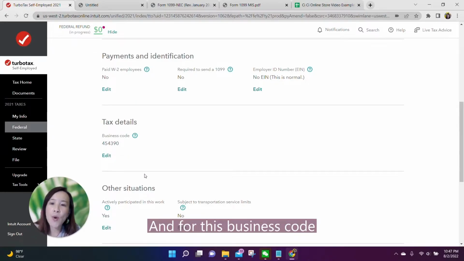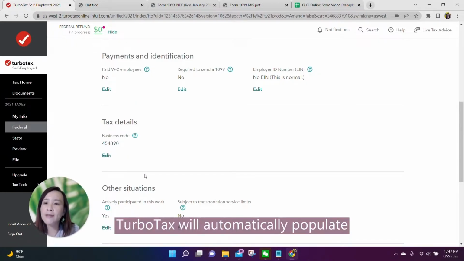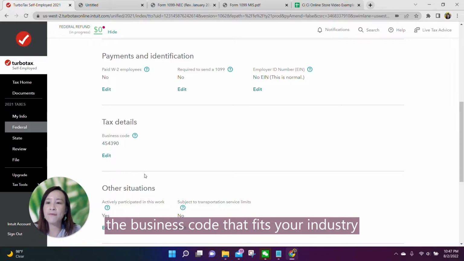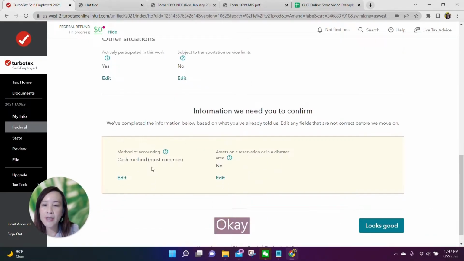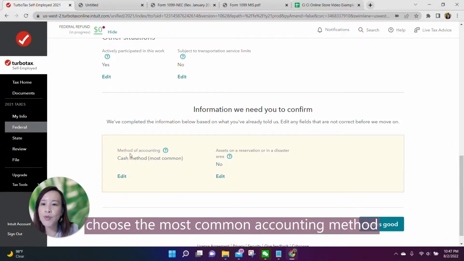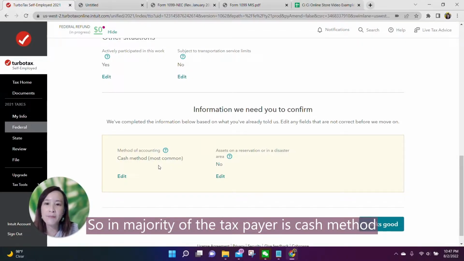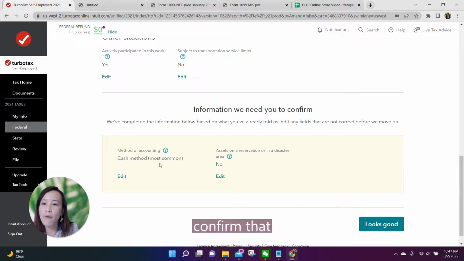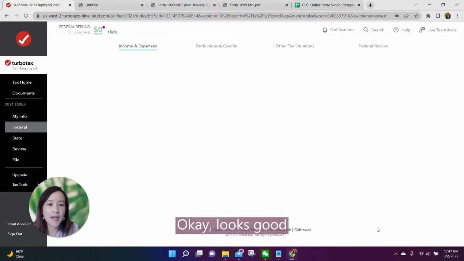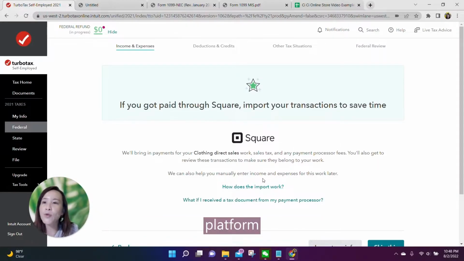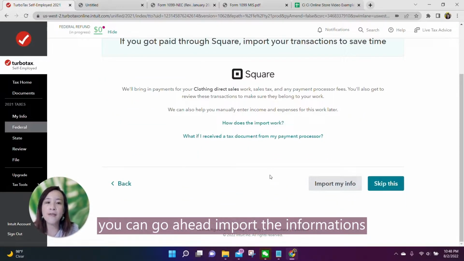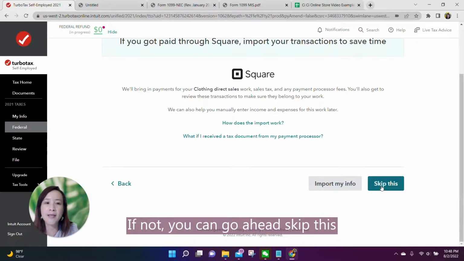And for this business code, TurboTax will automatically populate the business code that fits your industry. Okay, and it will automatically choose the most common accounting method for you. So for the majority of taxpayers, it is the cash method. So go ahead, confirm that. Okay, looks good. And if you do have a Square platform, you can import the information. If not, you can skip this.